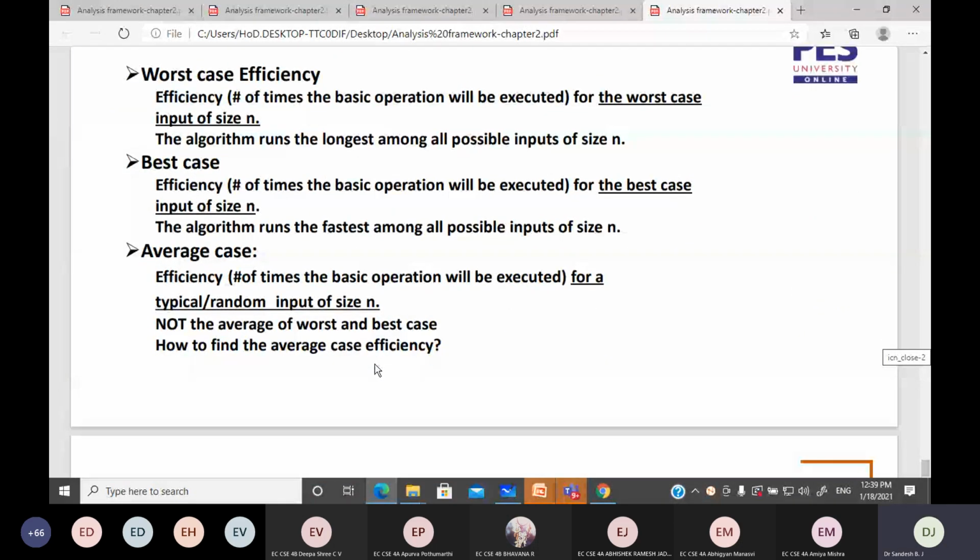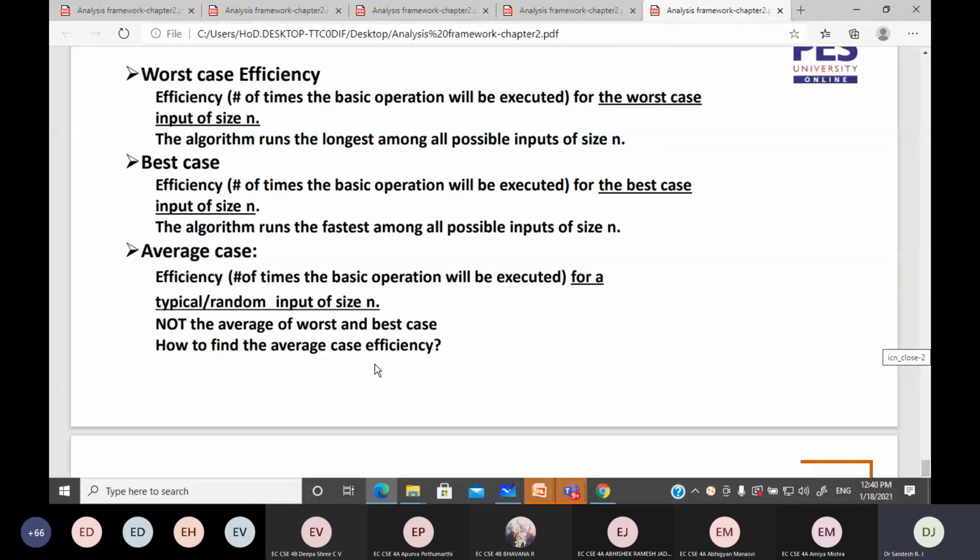So worst case efficiency is the efficiency for the worst case input of size n. For this kind of input, the algorithm runs the longest among all possible inputs which you give to this particular algorithm. So what is the worst case scenario? How much time is it going to take? If you find the element in the last position or the element may not exist, both constitute the worst case efficiency. So how much time is it going to take? Can you tell me?